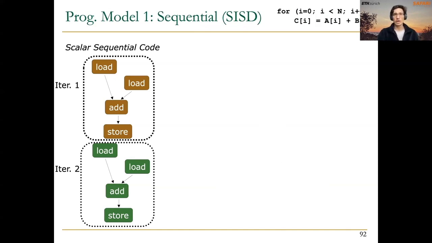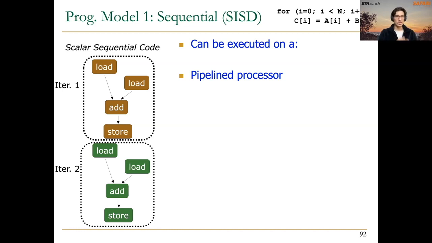The programming model 1 is sequential, or SISD. This is SISD. I write it in C. It's for a single thread, but I can execute it on a pipelined processor. And if it's on a pipelined processor, that means that I can launch onto the pipeline instructions that are not dependent on each other. For example, these two loads are independent of each other, so I can start the execution of the second load one cycle after the first load. So that's a way of obtaining instruction-level parallelism.